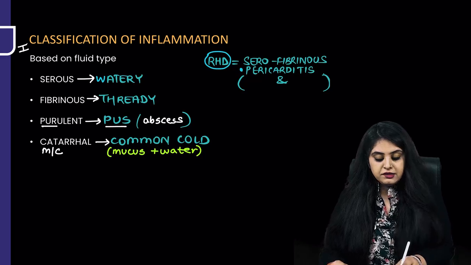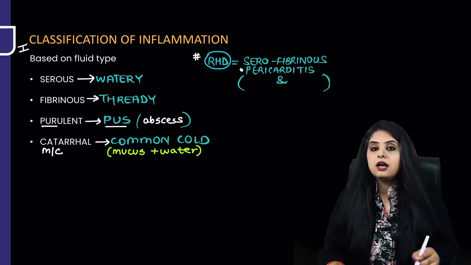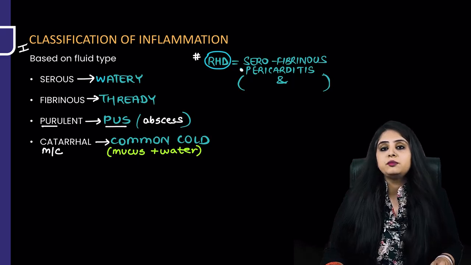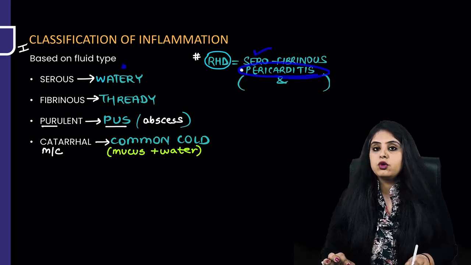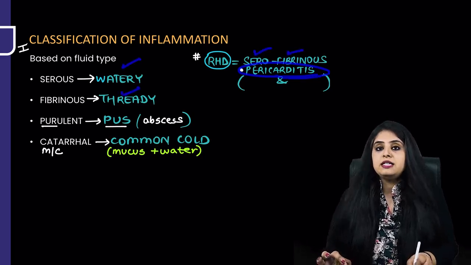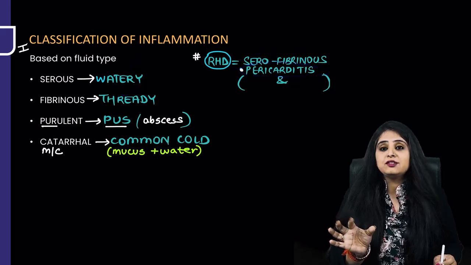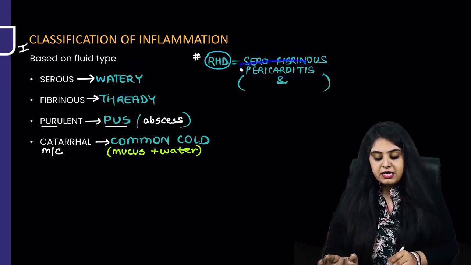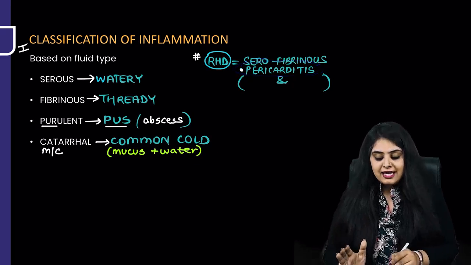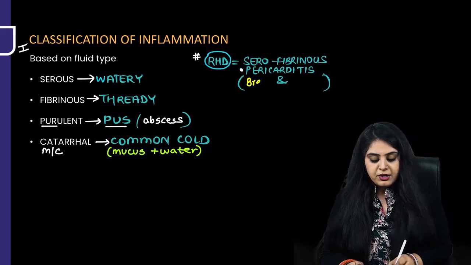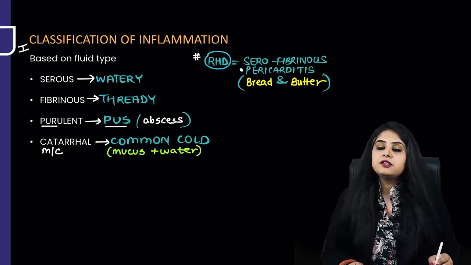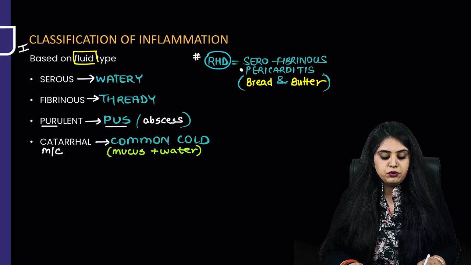In rheumatic heart disease and cardiology, you study that the pericardium shows you serofibrinous pericarditis, means the fluid in the pericardium is a little bit watery, sero, and a little bit thready. And because it is thready, it can stretch like butter. So they say that pericardium are like two pieces of bread and that fibrin in between is like butter. So that is why this is defined as the bread and butter appearance that you see in the rheumatic heart disease. This was the first type of classification based on the fluid type.